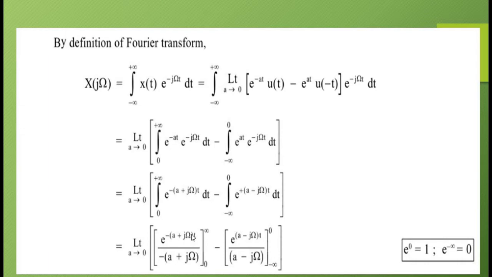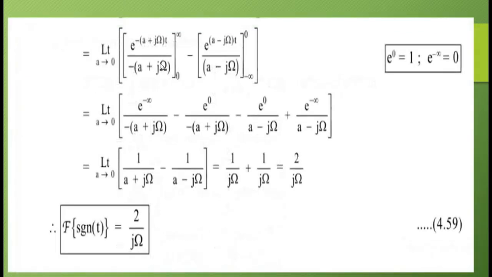Where will you substitute the limit values? Wherever you have t, you substitute the limit values: upper limit minus the lower limit. First we have e power minus infinity by minus of a plus j omega. Now substitute the lower limit 0. It becomes minus e power 0 by minus of a plus j omega. Now coming to the second term, upper limit minus the lower limit. Upper limit is 0, lower limit is minus infinity. So when you substitute, you will get minus e power 0 by a minus j omega plus e power minus infinity by a minus j omega.